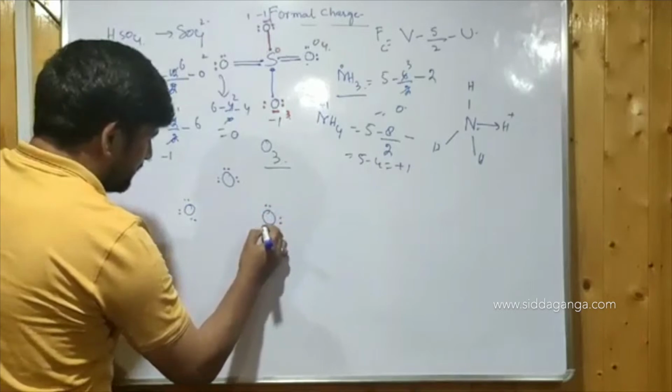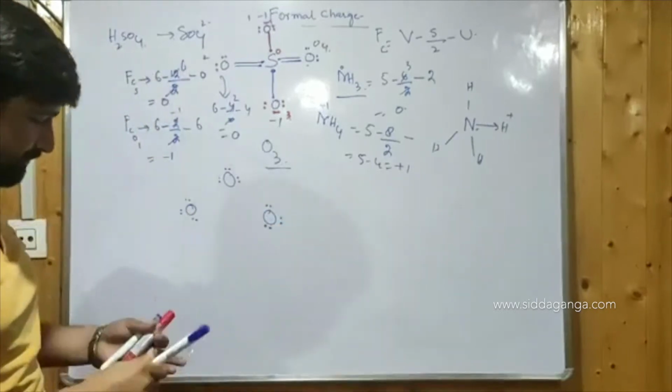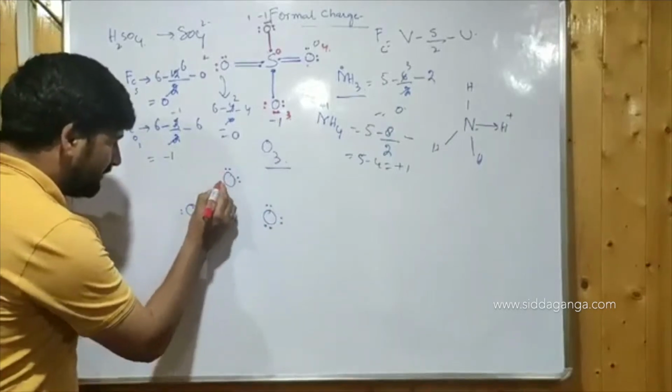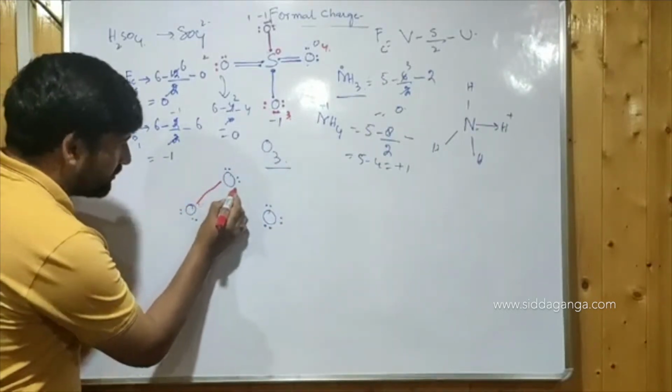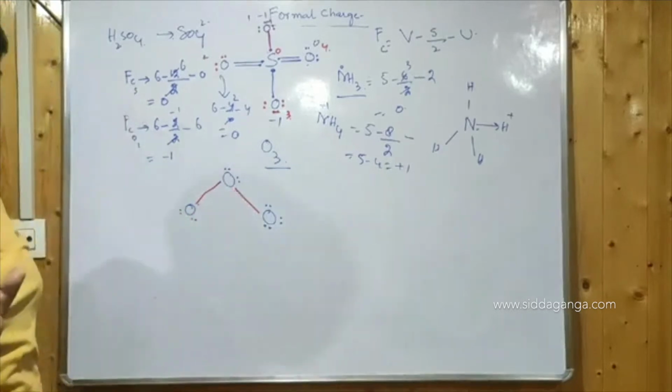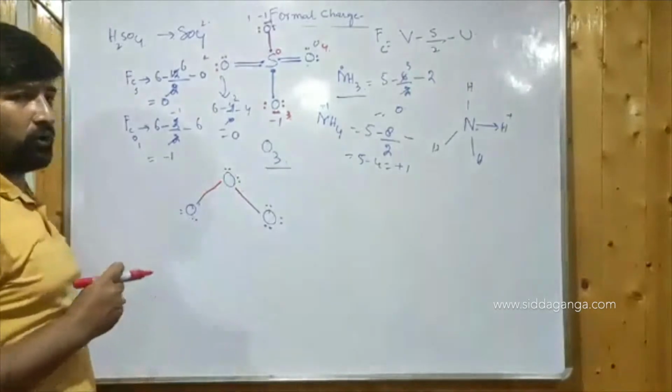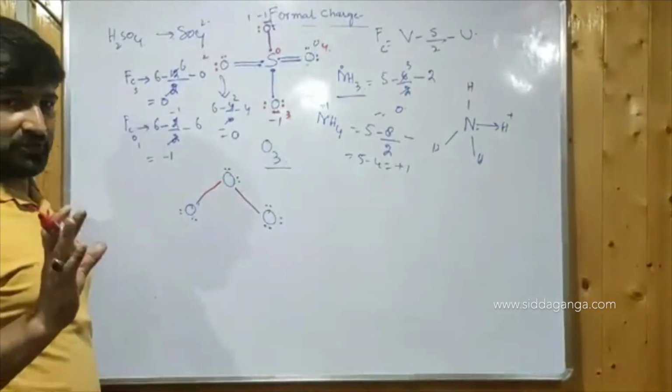1, 2, 3, 4, 5, 6. Clear or not? Now, two bonds we will consider. It has made 1 bond with oxygen, and it has also made 1 bond with oxygen. Both of these have made 1 bond with oxygen. Clear? Now, how many electrons are remaining on this oxygen? 4. Is the thought clear here?